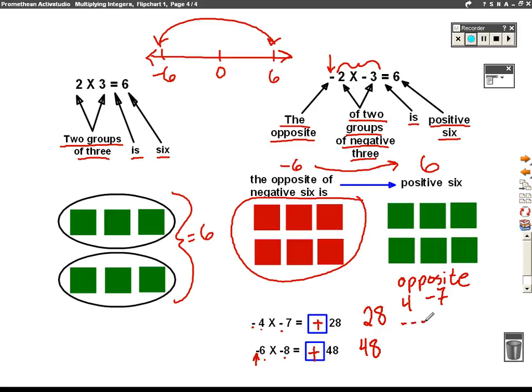So 1, 2, 3, 4, 5, 6, 7. That's one group. We have 4 groups of negative 7. Now I need the opposite of them. So I'm going to make them all positives. That one's supposed to be a positive. And sure enough, we now have positive 28.